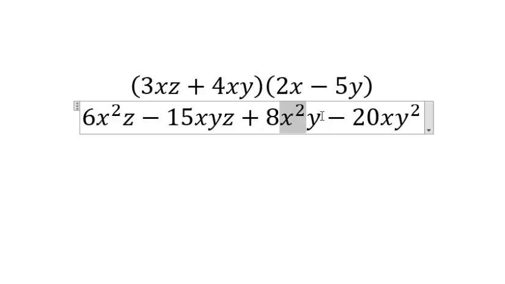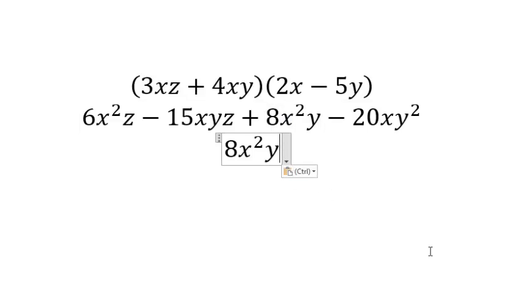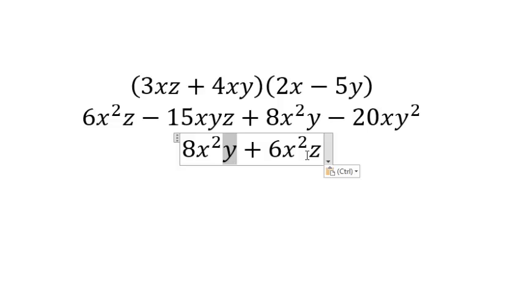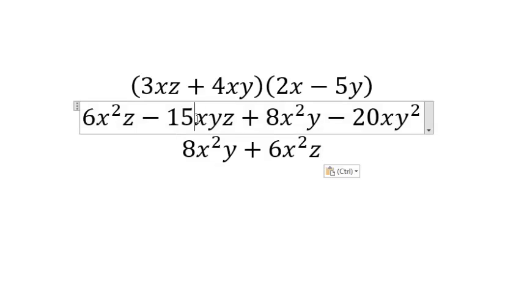I know the x squared is gonna go first, so it's either 8 or 6. The next letter is gonna tell me which one goes first, because the next letter in here is z, and the next letter in here is y, and y goes before letter z. I'm gonna put this one first, and then I'm gonna put this one, because I have letter y first and then letter z. The x squared will be what I have to put first. Then this one is x, y, z, and this one is just x, y. Okay, so I'm gonna put this one first.